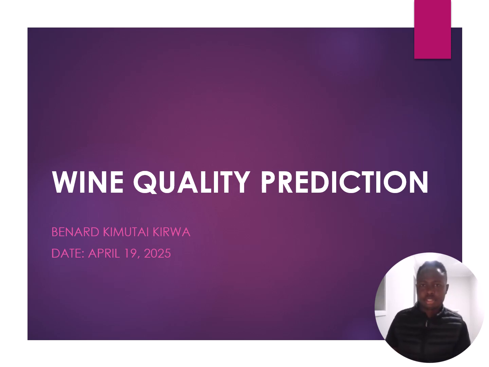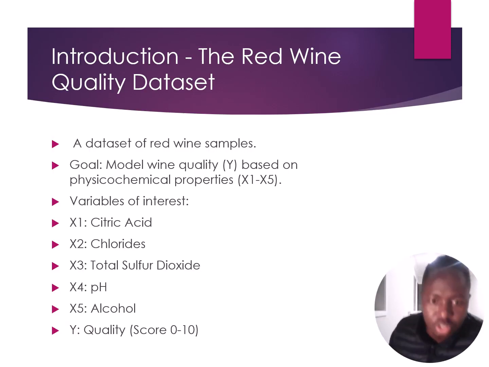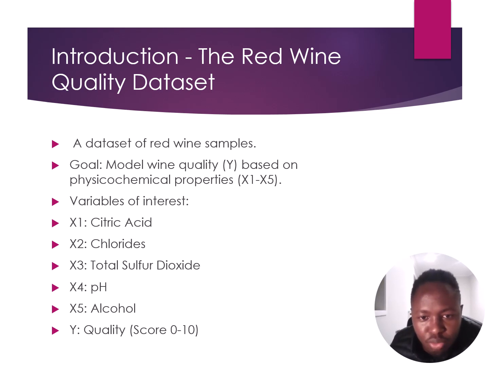So I'm doing a presentation today of wine quality prediction, and in this presentation I will explain how I reached the results. First of all, we are introducing the red wine quality dataset, of which we are provided with a dataset of red wine samples, and the goal of the activity was to model wine quality based on physiochemical properties, X1 to X5.